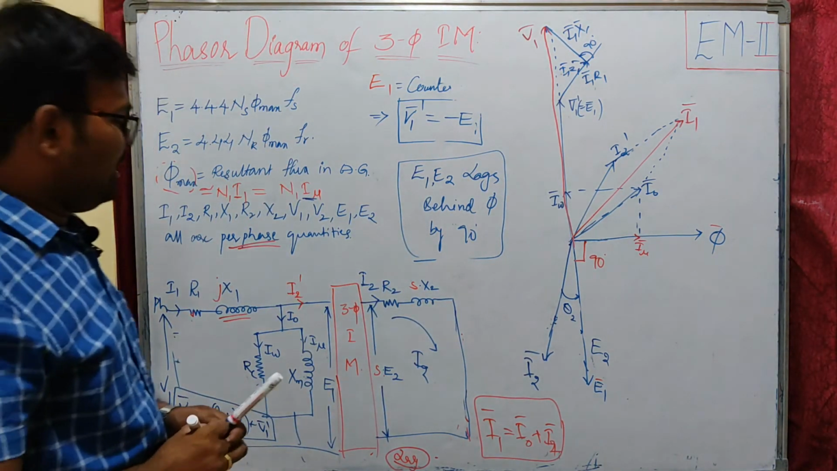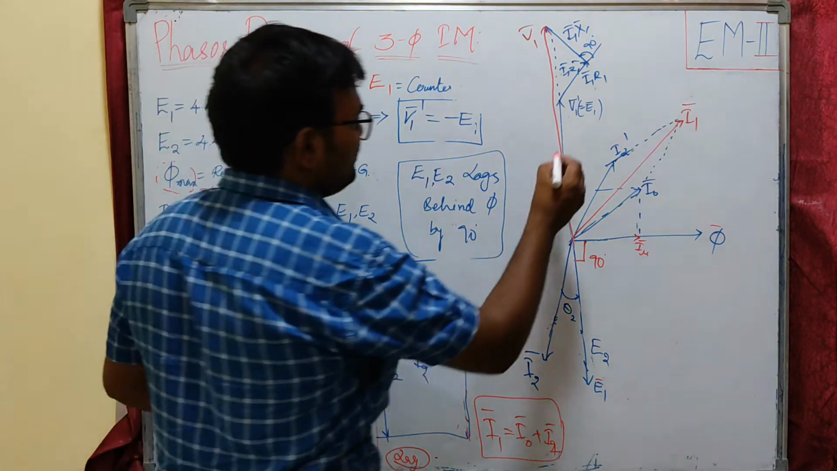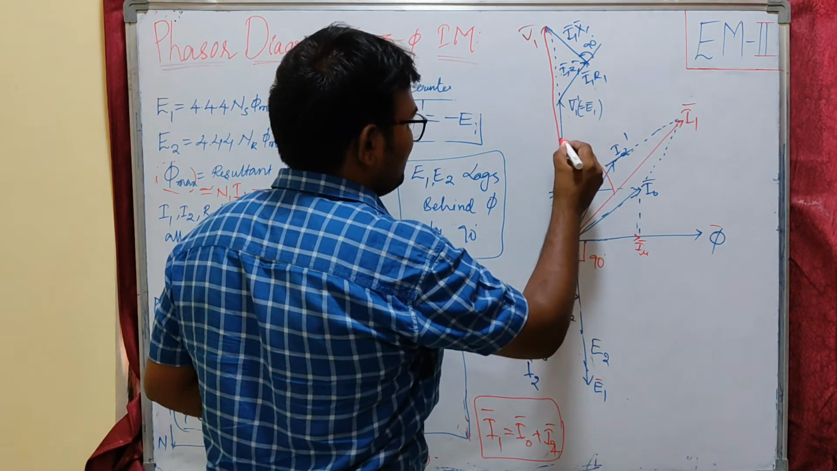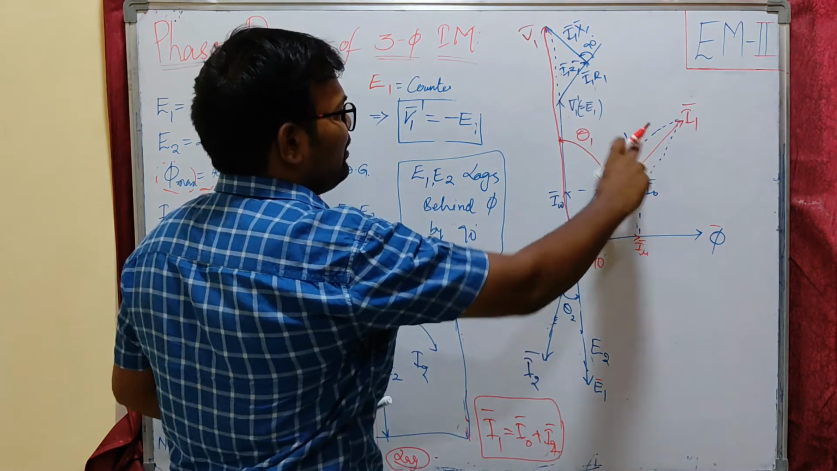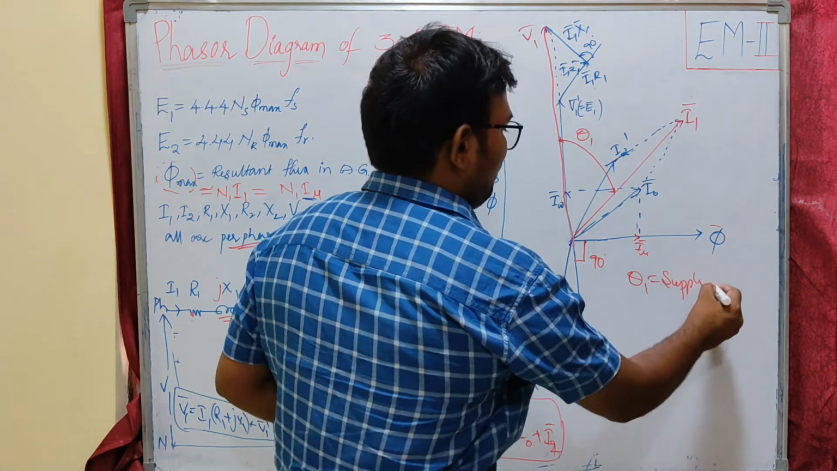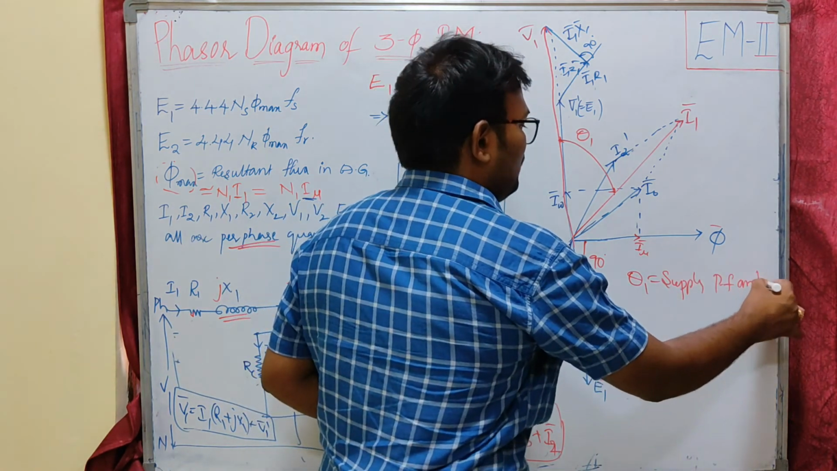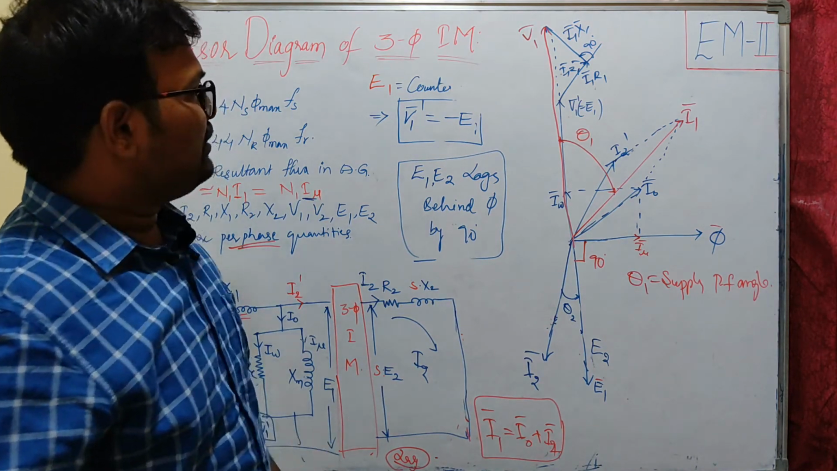Then the angle between our supply voltage and supply current will be the supply power factor angle. This means the angle between this and this. The angle between V1 bar and I1 bar is our theta1. Theta1 is the supply power factor angle. So this is about the stator side.